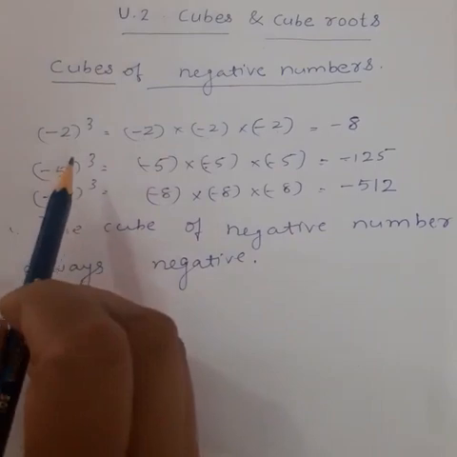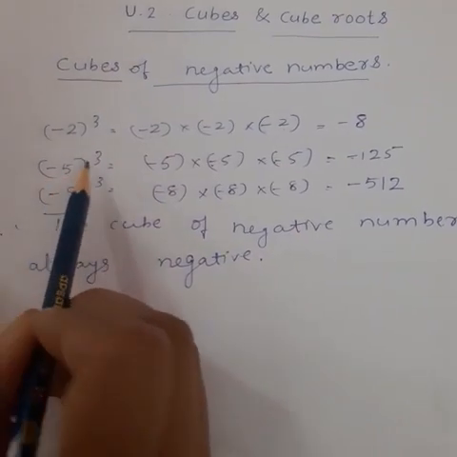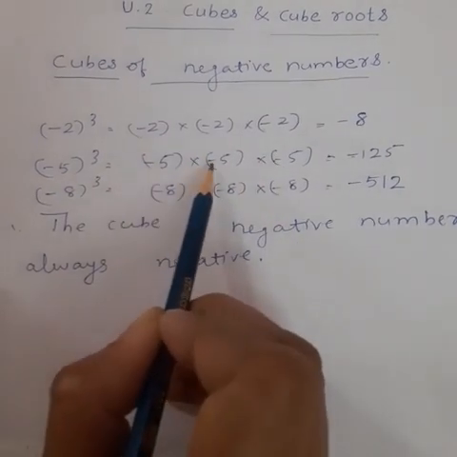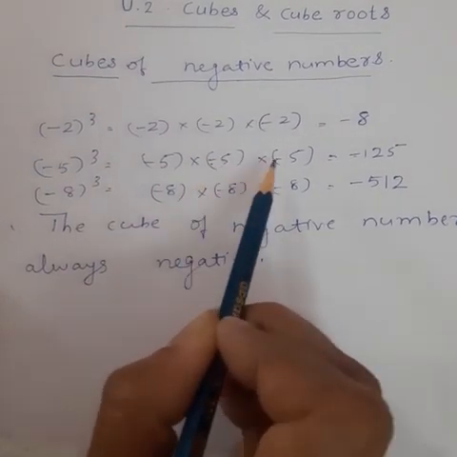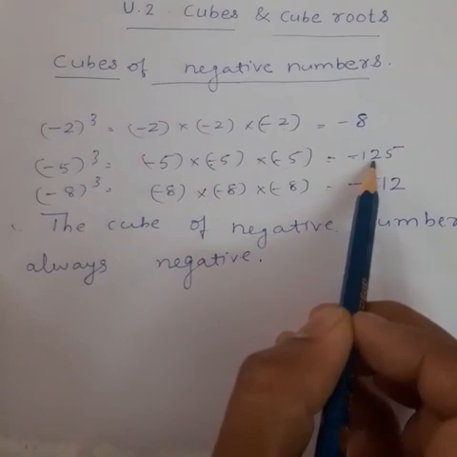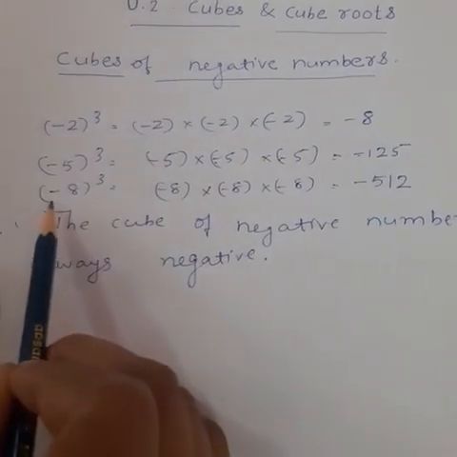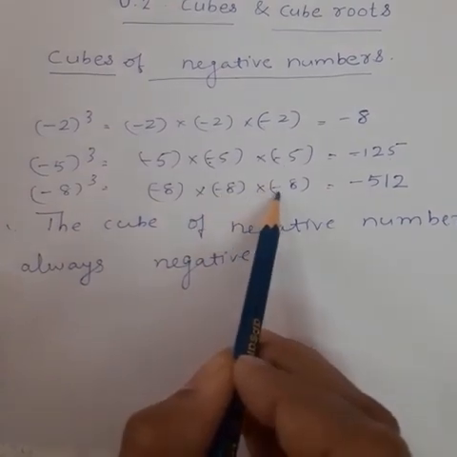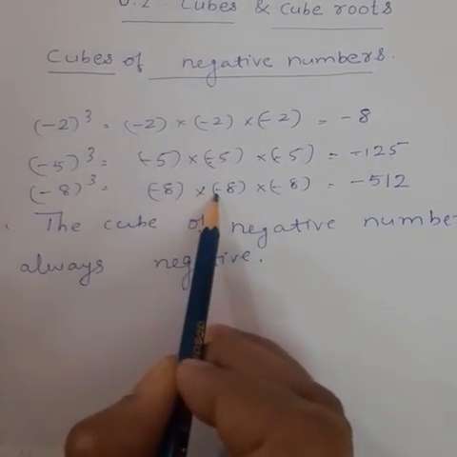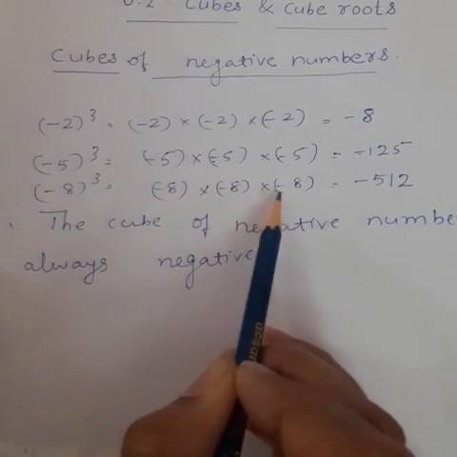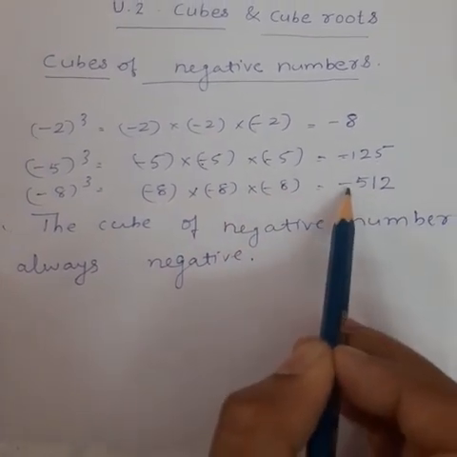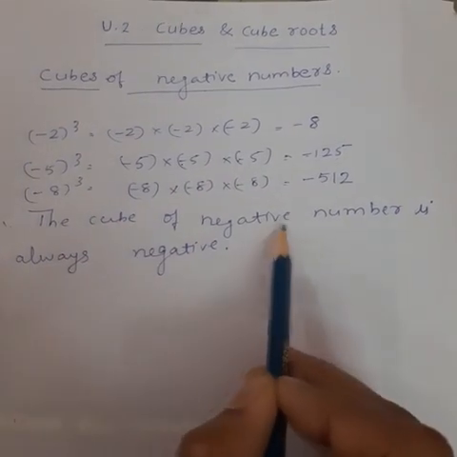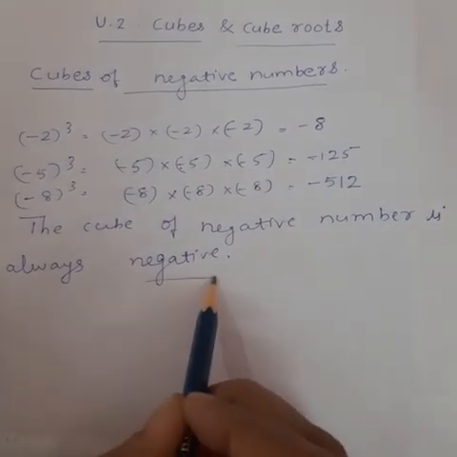Again we will see other examples. Minus 5 cube means minus 5 into minus 5 into minus 5. Minus 5 into minus 5 is plus 25, and plus 25 into minus 5 is minus 125. Again minus 8 cube means minus 8 into minus 8 into minus 8. Minus 8 into minus 8 is plus 64, and plus 64 into minus 8 is equal to minus 512. So we conclude that the cube of a negative number is always negative.